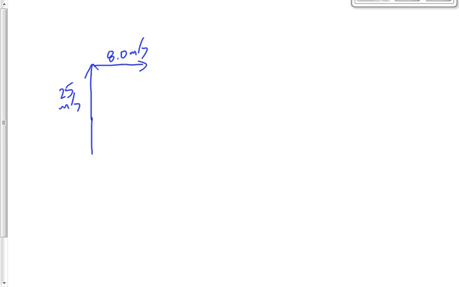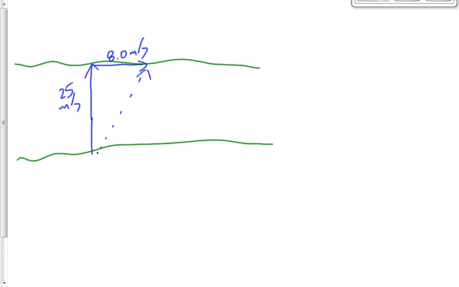Now my resultant vector, which is where I actually go relative to the shore, that's going to be my dotted line. That's where I go. Now I'm going to draw in a little bit more here. This is the river, right? I'm aiming directly north across the river at 25. There's a river current to the east at 8 meters per second. There's something else that I have here, and that's the width of the river. That's not going to help me in question A, because it doesn't form part of the vector diagram.